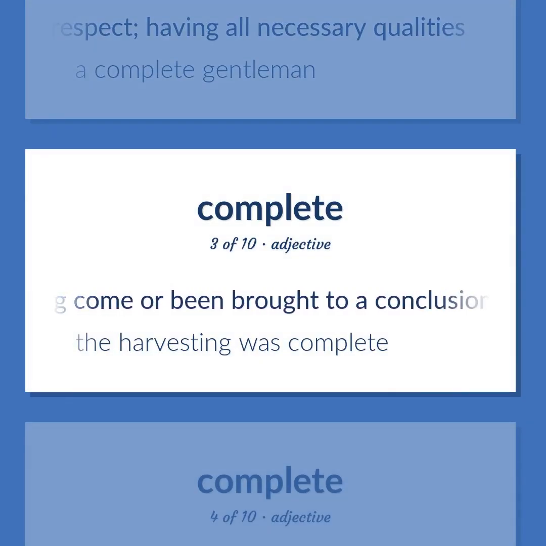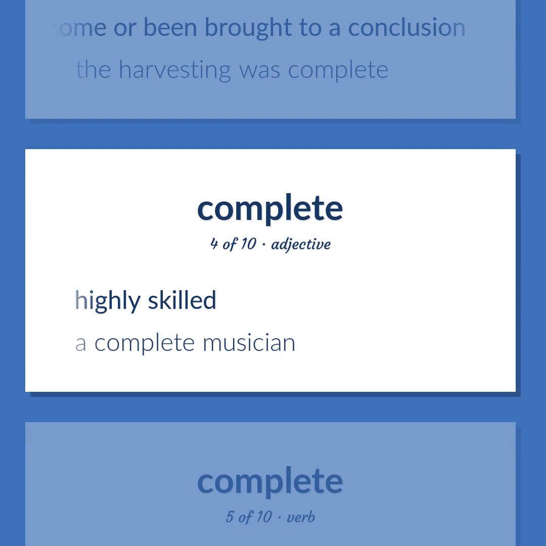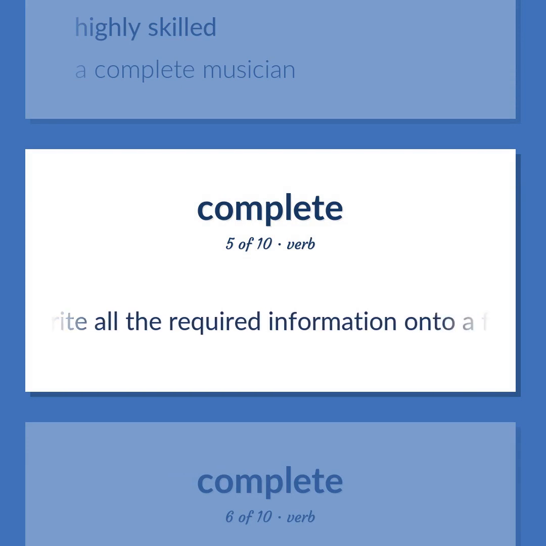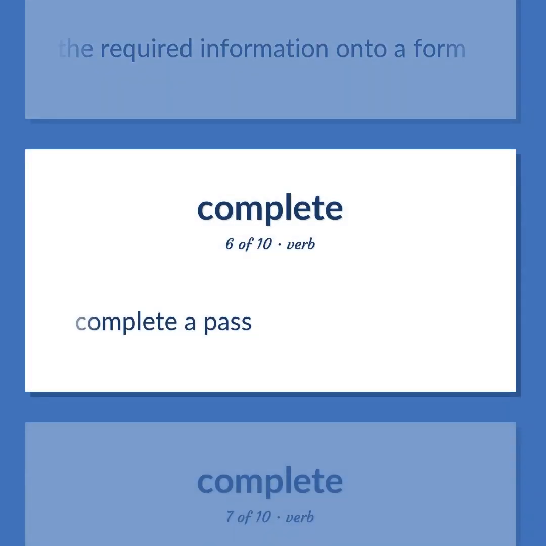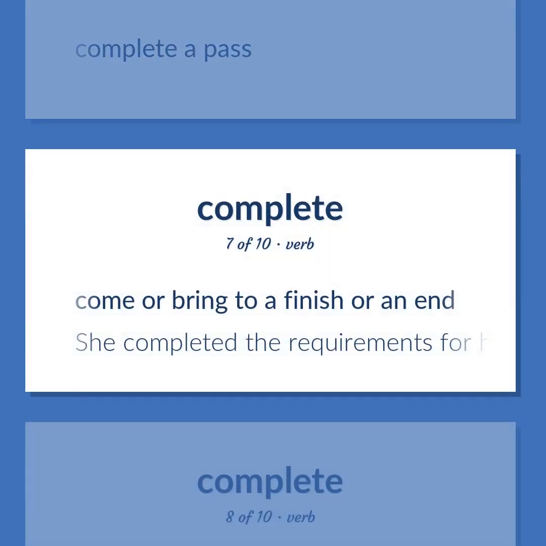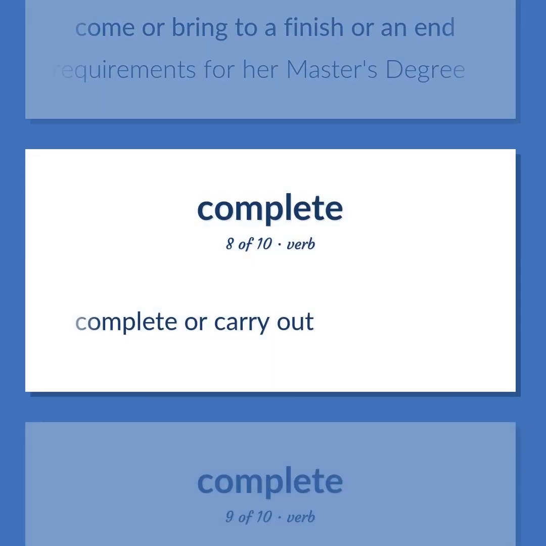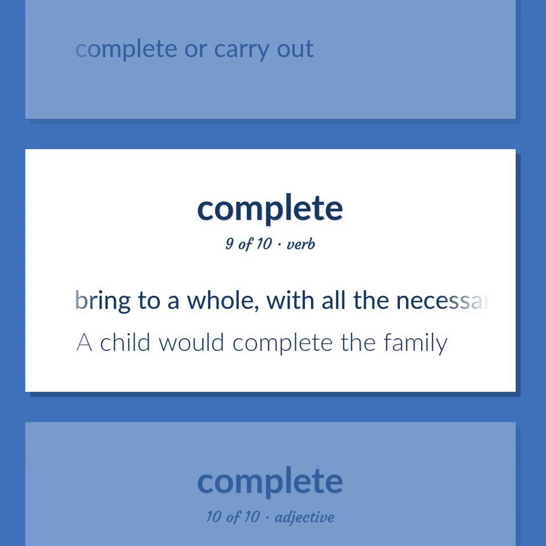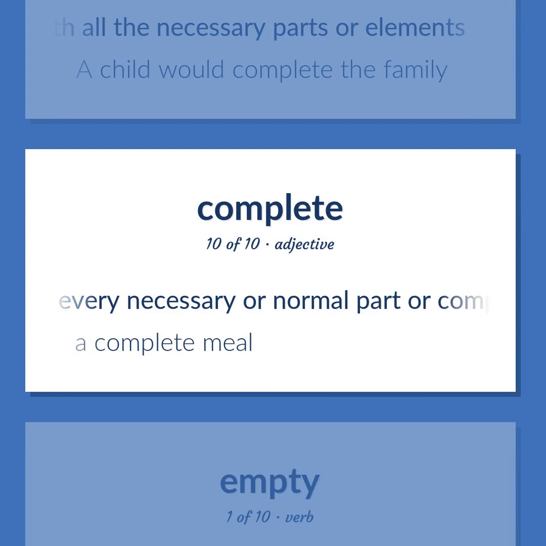Having come or been brought to a conclusion. The harvesting was complete. Highly skilled. A complete musician. Write all the required information onto a form. Complete a pass. Come or bring to a finish or an end. She completed the requirements for her master's degree. Complete or carry out. Bring to a whole, with all the necessary parts or elements. A child would complete the family. Having every necessary or normal part or component or step. A complete meal.